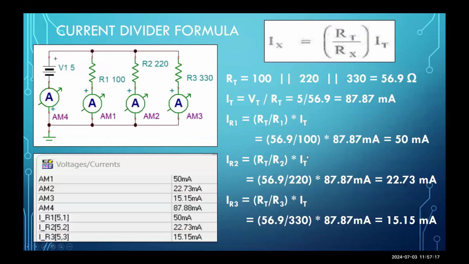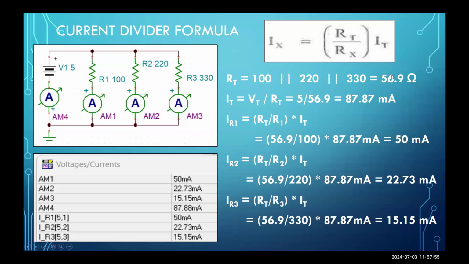Now, let's go ahead and look at a circuit and where all these numbers work out and how we end up with these currents. Okay, so our total, I'm showing this using the double vertical lines, is equal to R1 in parallel with R2 parallel with R3. So R1 is 100 ohms in parallel with 220 ohms in parallel with 330 ohms, and that's 56.9 ohms. Easy to do. We'll do that in a moment. You can take a moment and write this out also.